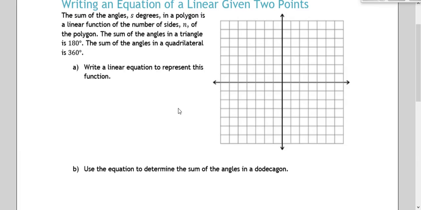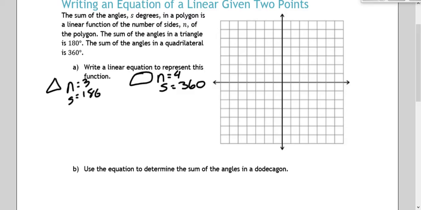Writing an equation of a linear function given 2 points. The sum of the angles, s degrees, in a polygon is a linear function of the number of sides n of the polygon. The number of angles in a triangle is 180. The sum of the angles in a quadrilateral is 360. Write a linear equation. So we know that n is equal to 3, s is equal to 180. And we know that n is equal to 4 and s is equal to 360. So this is talking about a triangle and a quadrilateral.